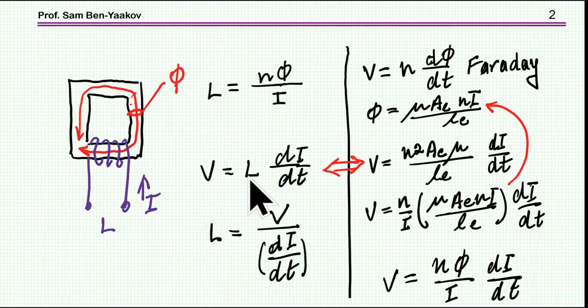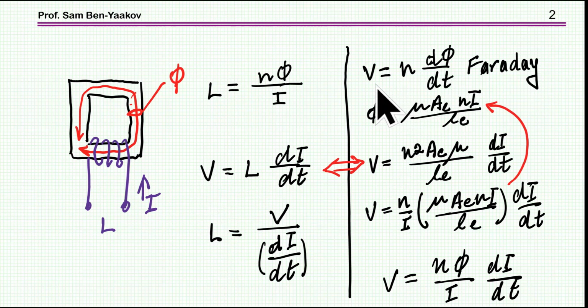V is equal to L di/dt. And by defining L here, we find that L is equal to V over the derivative of the current, the change of the current. So this will be seemingly a different way to define inductance. However, both of these definitions really emanate from Faraday's law.